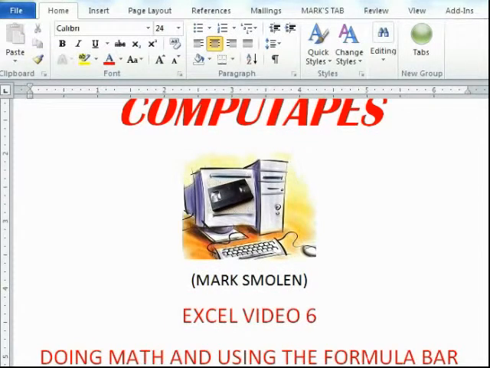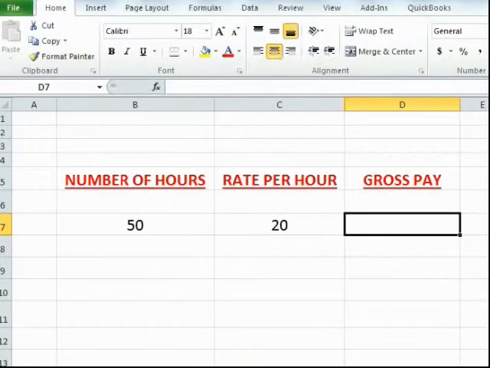Computapes Excel Video 6, doing math and using the formula bar. This is a typical business situation that requires elementary school level math. Obviously, if we write it out in a spreadsheet format, we want the result, or the answer, if you will, to appear right here in cell D7.